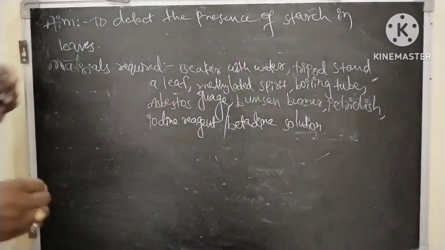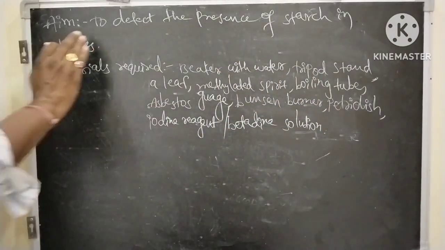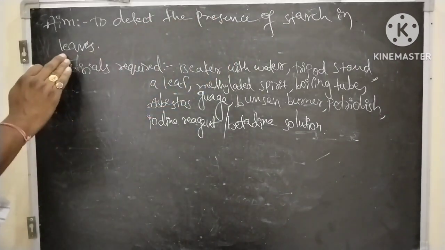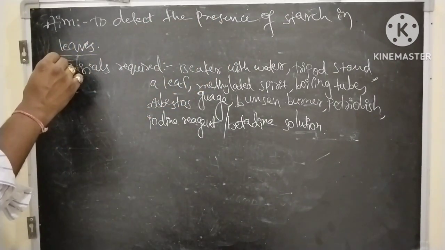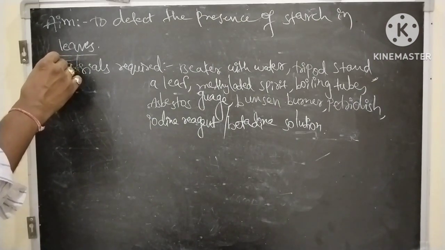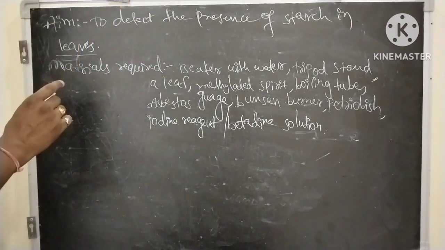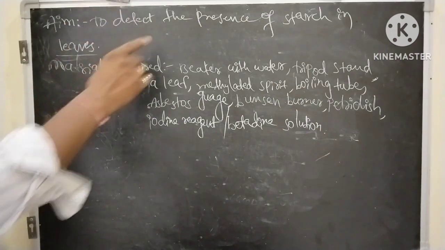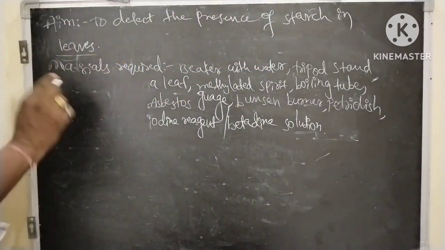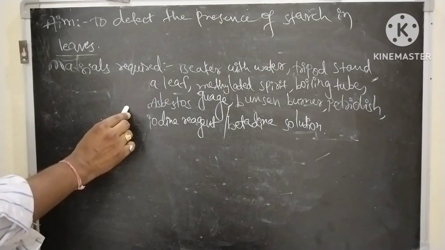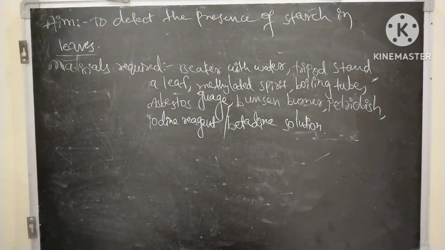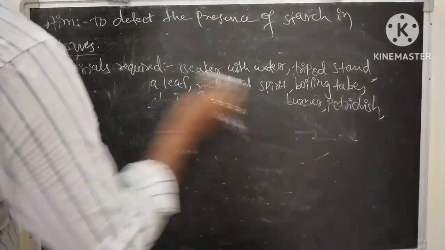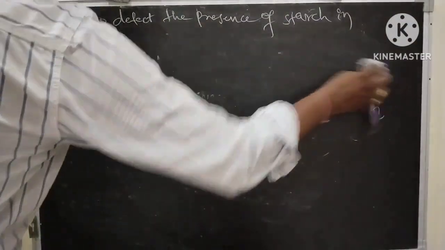See, what is the aim? To detect the presence of starch in leaves. We know leaves are preparing food, so they are also called the food factory of the plant. But we have to prove that the leaves contain starch. That is the experiment here, and these are the materials required. Now we will discuss the experiment.